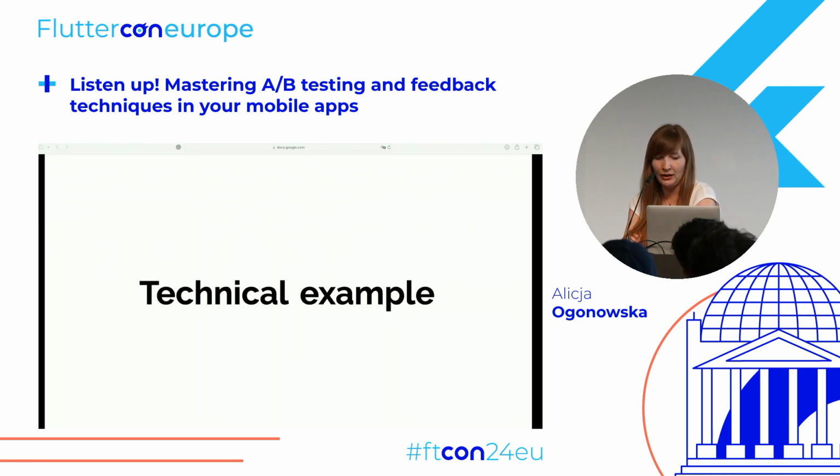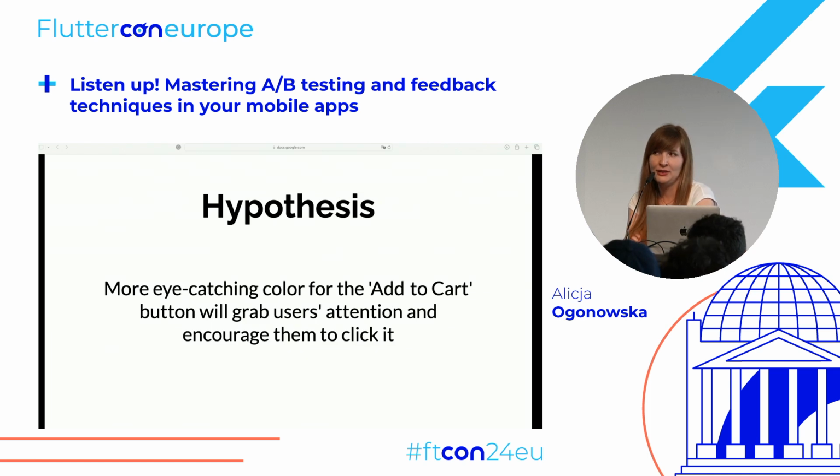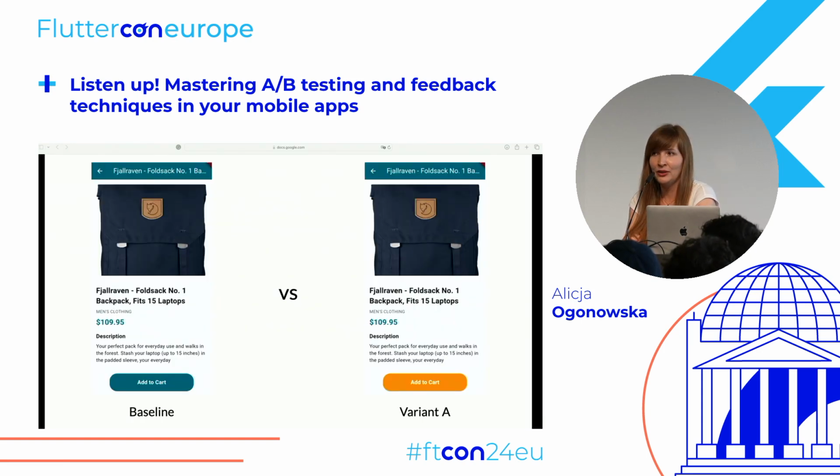And now I will show you a technical example. So my goal would be to increase the number of purchases in the app. So I will be using the same e-commerce app that I couldn't show the video of. And my hypothesis is that using a more eye-catching color of the Add to Cart button will lead to more purchases. And for simplicity's sake, for me, Add to Cart equals purchase. And this is how the baseline looked. So I just had the button in the primary color of my team, and I want to test out if the bright yellow color will perform better.